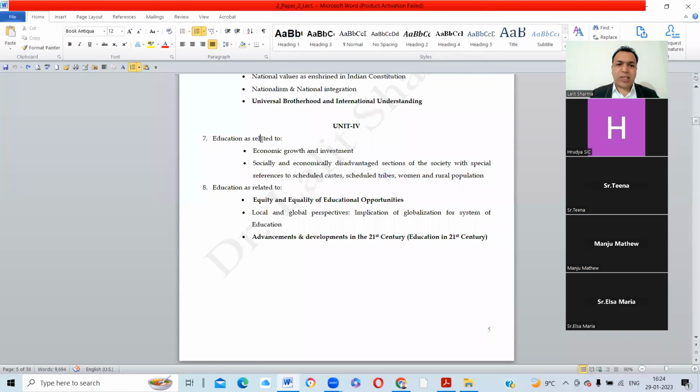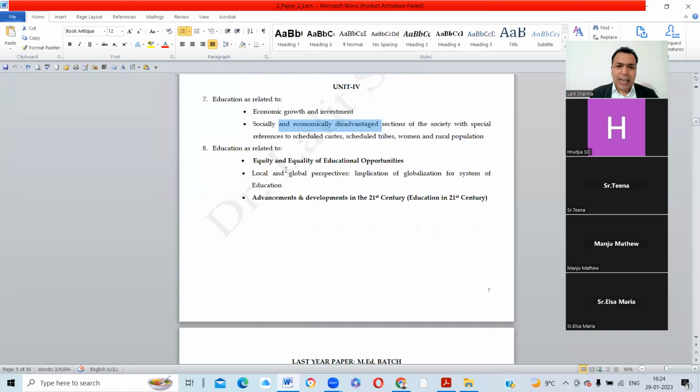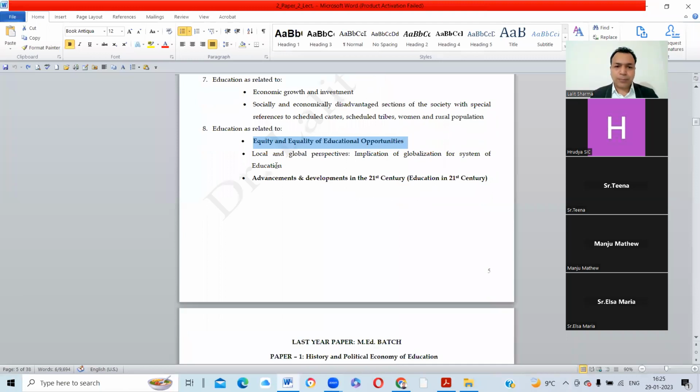And unit 4b: education as related to economic growth and investment, socially and economically disadvantaged sections of the society. You know that scheduled castes, scheduled tribes, women and rural populations are the disadvantaged sections of the society. So it is a very easy question. And the eighth one is equity and equality of educational opportunities. So this is important, guys. There is a difference between equity and equality. One lecture I have taken, you can see the video. What is the difference between equity and equality? There is a difference between equity and equality, right?